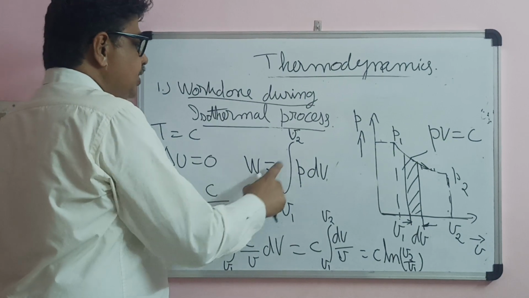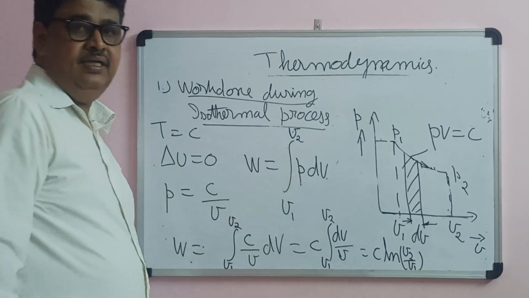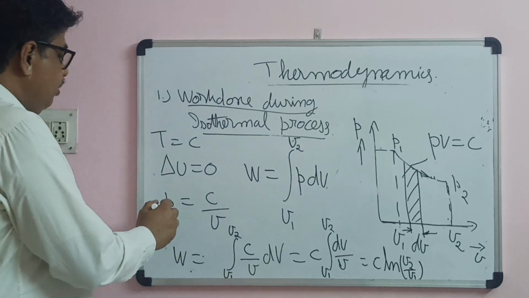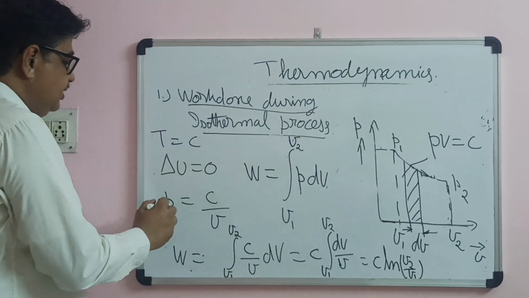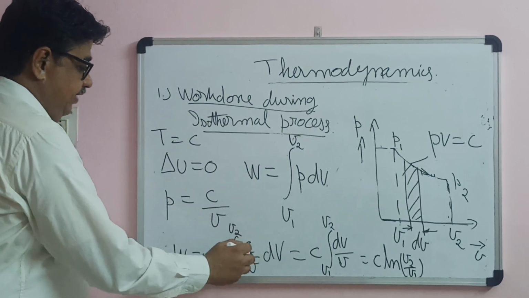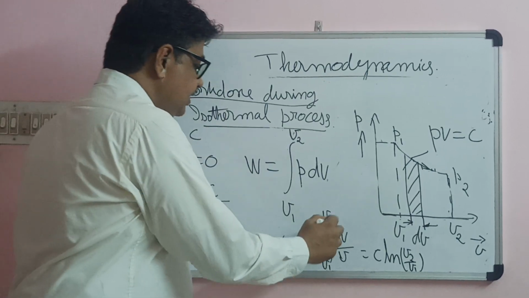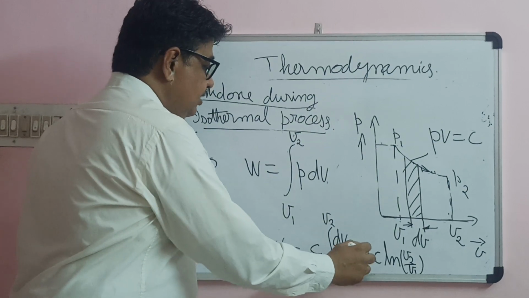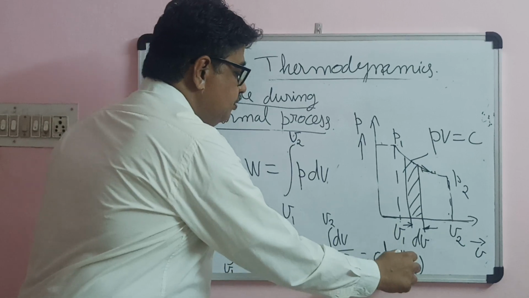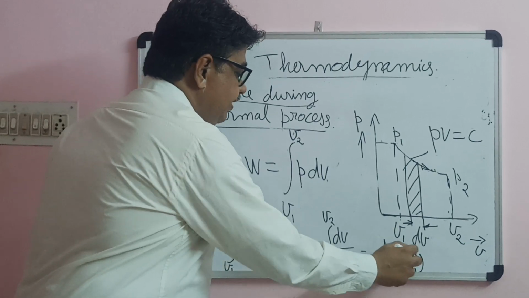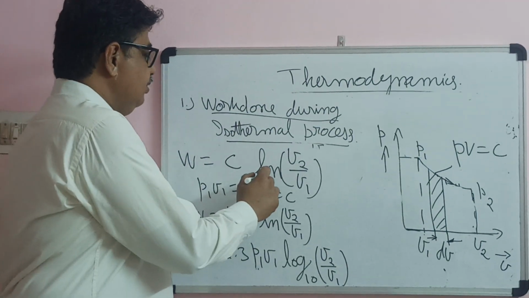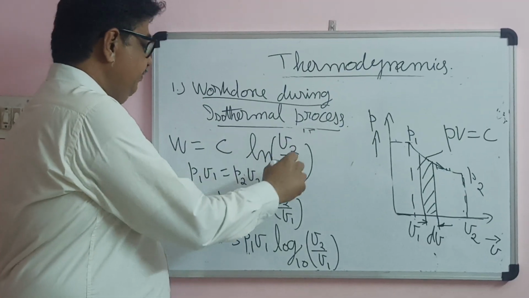Therefore, work done W is equal to integral P dV. Here P can be got from the equation PV equal to constant. Therefore, P equal to C by V. Therefore, C by V into dV. So it becomes C into integral dV by V. By integrating it, we get C into natural logarithm of V2 by V1. So work done is equal to C into natural logarithm of V2 by V1.